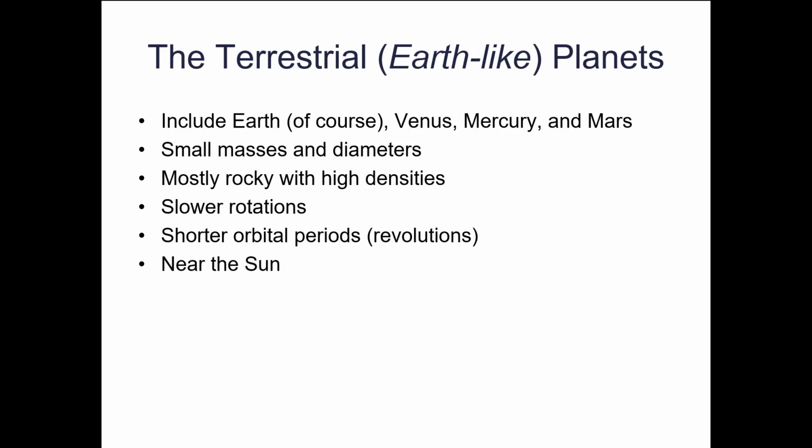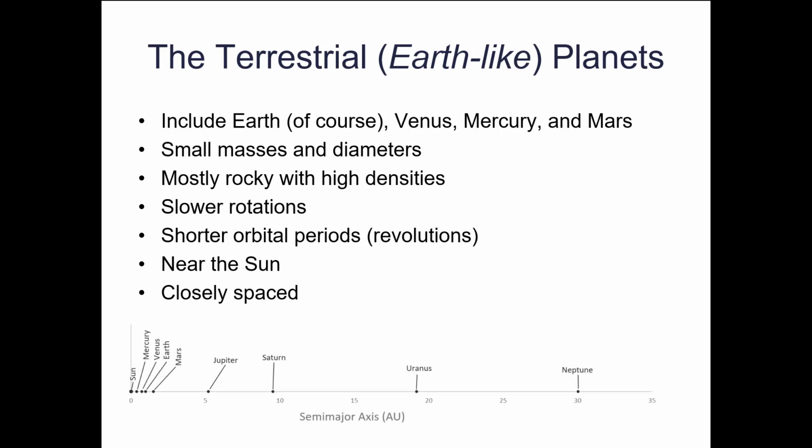shorter orbital periods. Well, they're near the sun, so they're bound to have shorter orbital periods. And they're closely spaced. I'll bring back that diagram I have with the planets and their spacing on there, and you can see the terrestrial planets are fairly closely bunched near the sun, although it's still 93 million miles from the Earth to the sun, so they're not that closely spaced.